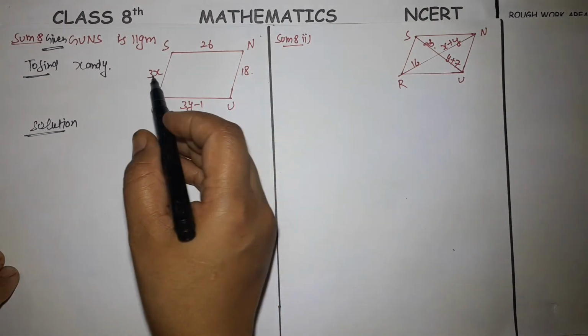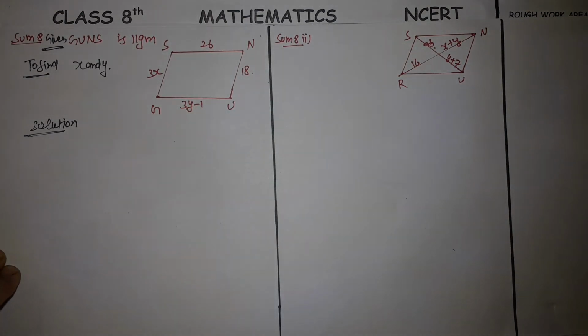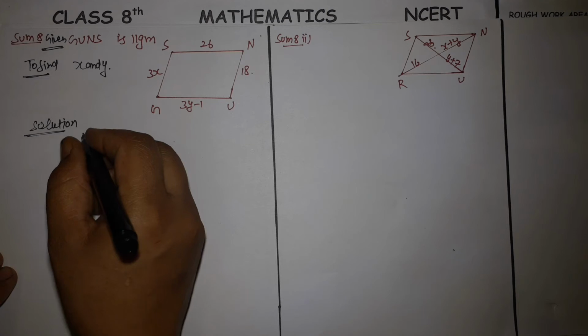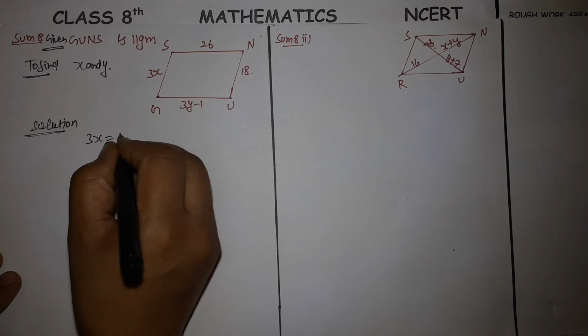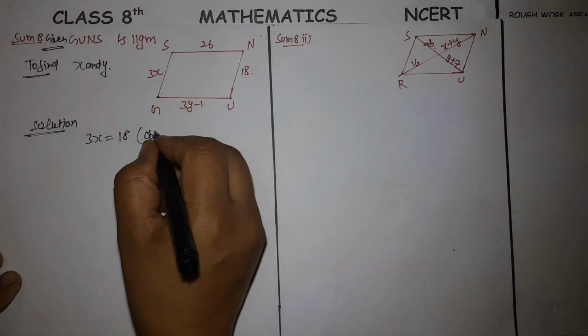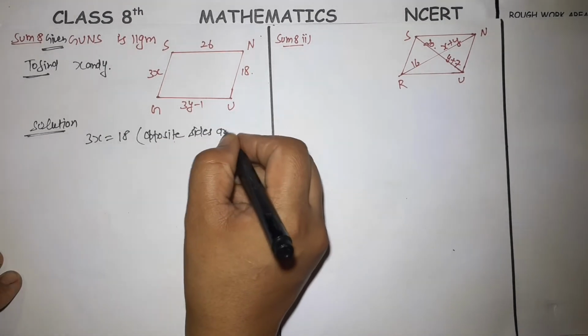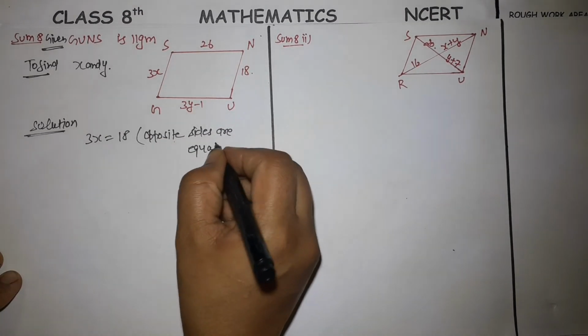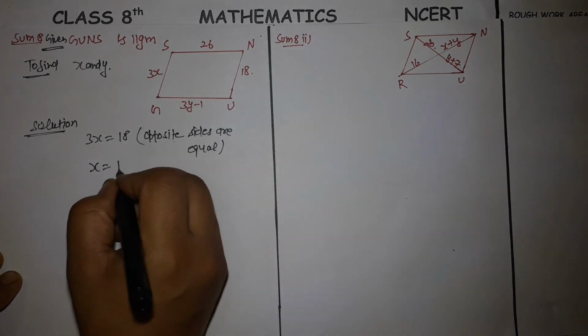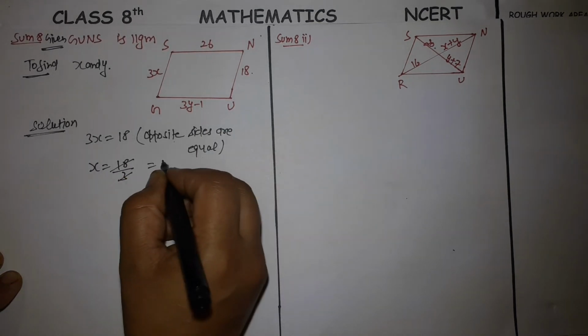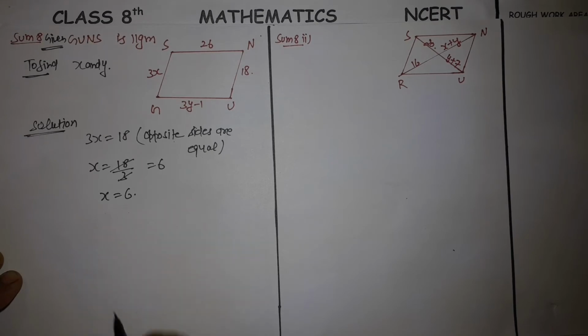We know that opposite sides are equal. 3x equals 18. Give reason: opposite sides are equal. Then x is equal to 6.